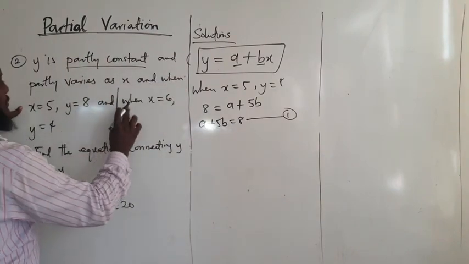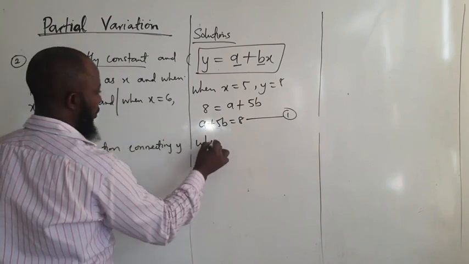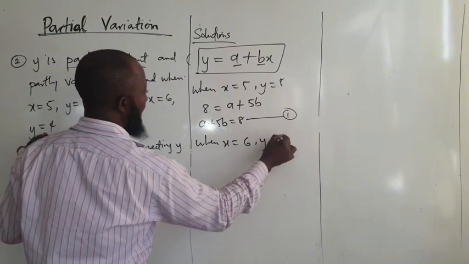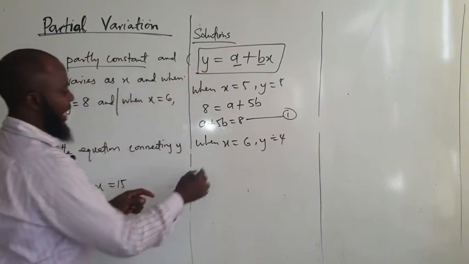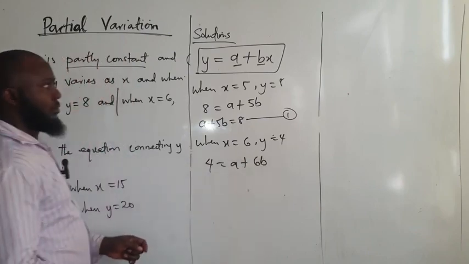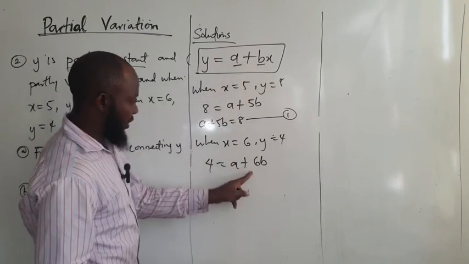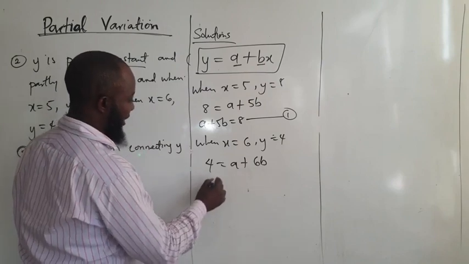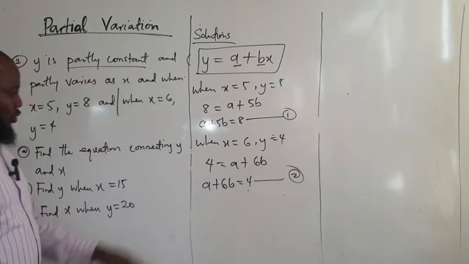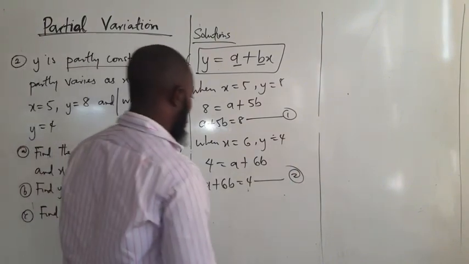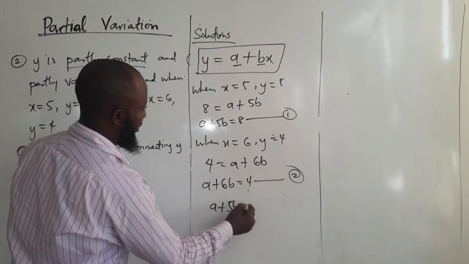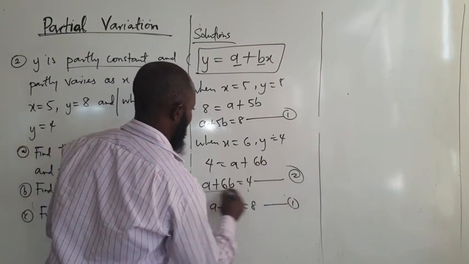So the second when is when x is 6, y is 4. So we do the same thing. That means 4 equals a plus 6b. The x is 6 times b, which is 6b. So we can write it as a plus 6b equals 4, equation 2. So we combine the two equations and solve simultaneously. So we have a plus 5b equals 8, which is equation 1, right?